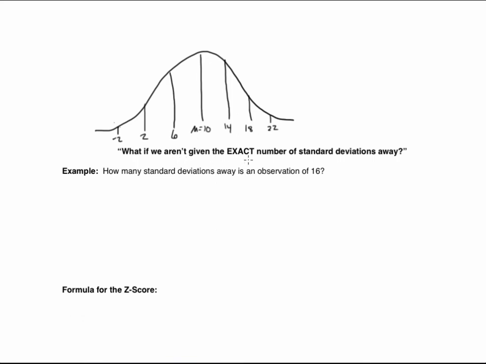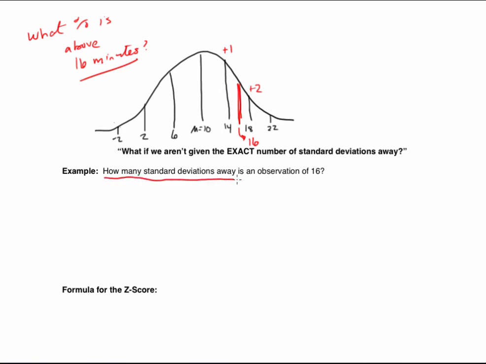What if we aren't given the exact number of standard deviations away? In other words, what if I ask, what percent of patients waited longer than 16 minutes? Well, if you look at the chart here, 16 does not occur exactly at +1 standard deviation or +2. If I were to label 16 on this chart, it occurs between 14 and 18. So my question is, how many standard deviations away is an observation of 16?